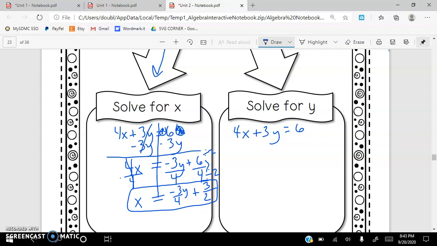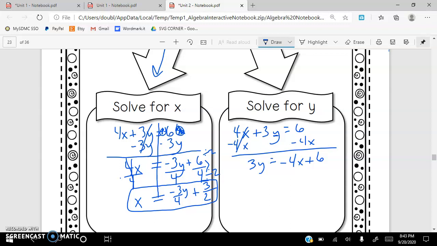So now this one says we need to solve for y. Okay, which means we got to get 3y by itself first. And we need to get rid of this 4x. It's a positive 4x. So we need to subtract 4x on both sides. So this cancels out, leaving me with 3y equals, these do not combine because 6 doesn't have an x on it. So we have a negative 4x plus 6.